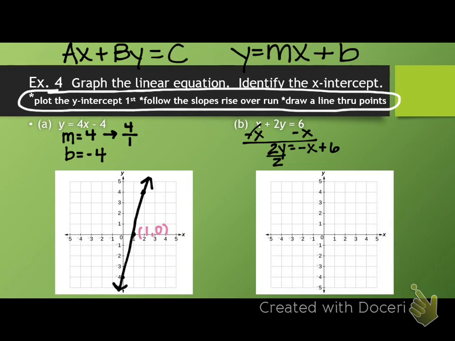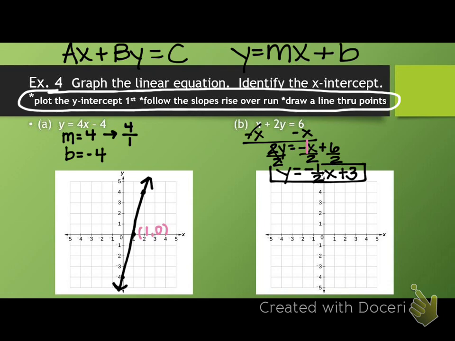Divide everything by 2. Now I'm in the same boat. What's in front of my x? What's understood to be there? A -1. So the equation is going to read y equals -1/2 x plus 3. Good.